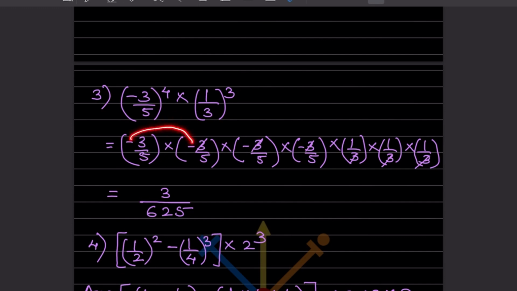So now see what remains here after cutting, we have only here is 3. But look at the signs. Signs means these are the 4 signs which are the even number. So that is going to be positive, but we are already here 3. So the negative sign becomes, 4 times that negative 1 becomes positive. And here what remains is 4 times 5, that is going to be 625. So this is the answer.